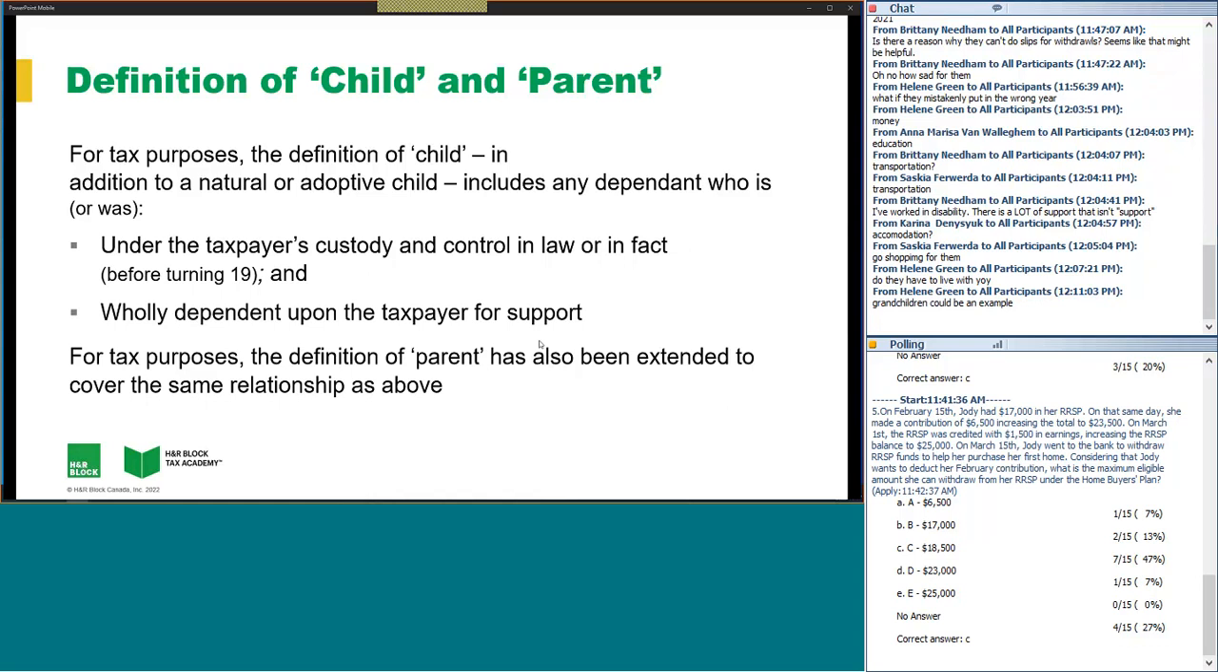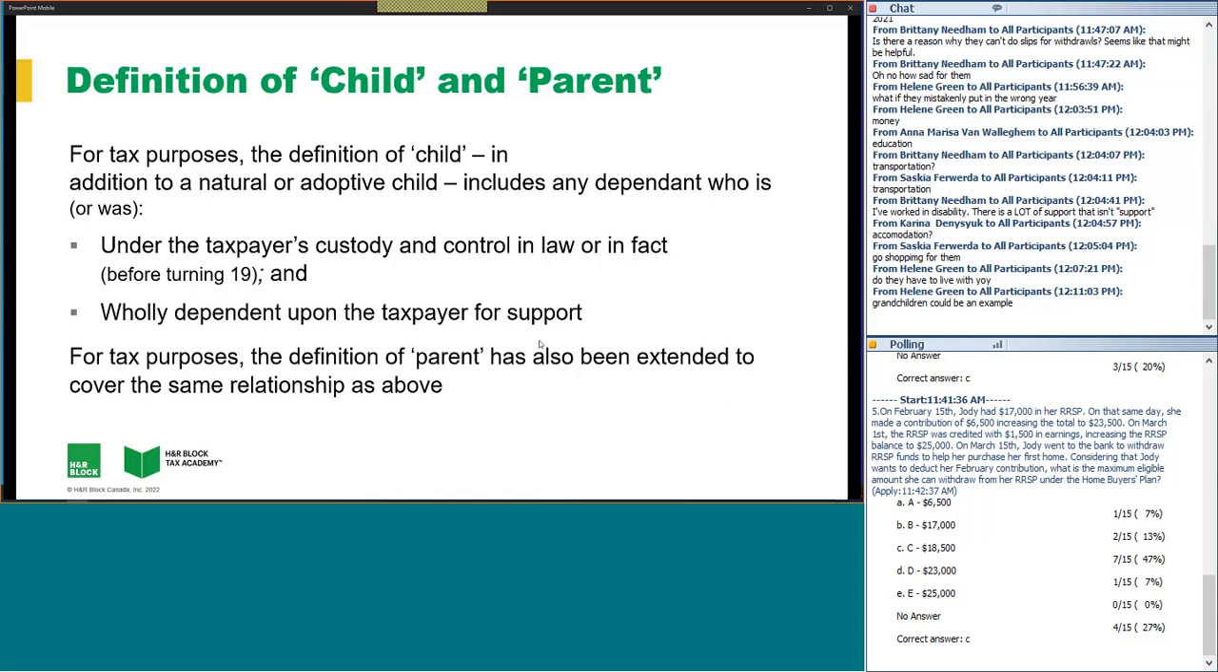Once you are someone's child, that relationship continues for tax purposes. So when someone becomes your child for tax purposes, they can continue to be your child for tax purposes. When someone becomes a parent of a minor, under the definition on taxes for that, they continue to be a parent. So it's a little bit fuzzier than we think it is.